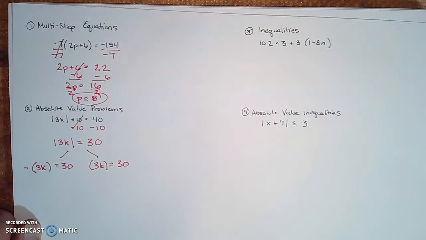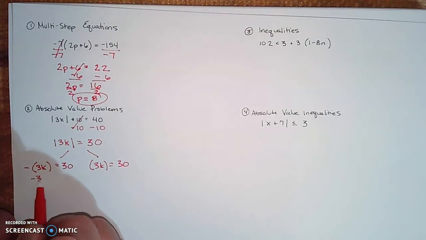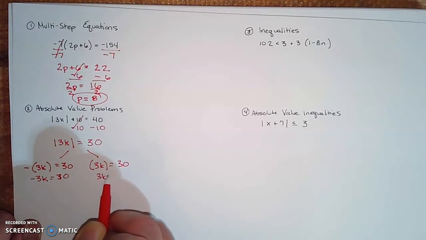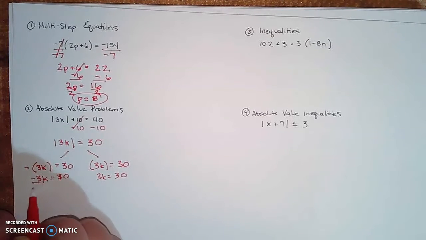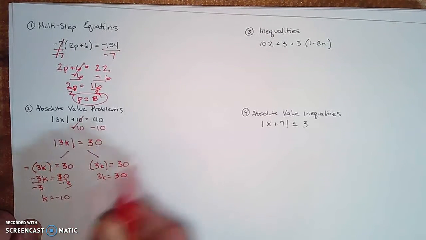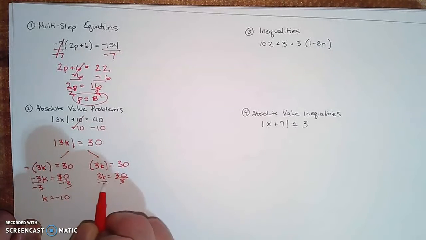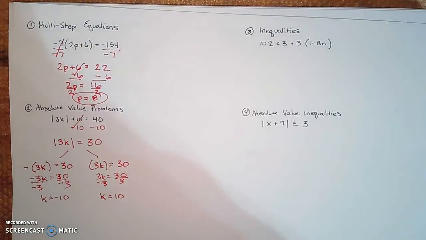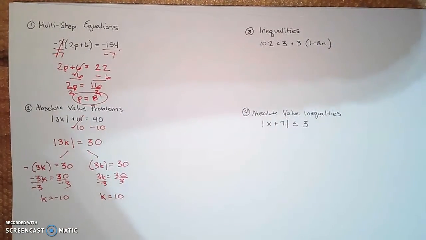You can then do what you want with the minus sign. Negative 3k equals 30. Divide this side by negative 3, and I get k equals negative 10. Here, 3k equals 30, divide each side by 3, and I get k equals 10. And with absolute value problems, you always want to, and you'll see why I'm saying this now, you're always going to test your answers out just to make sure.